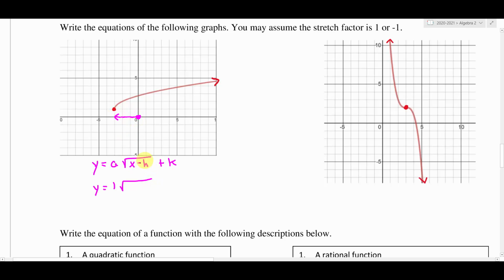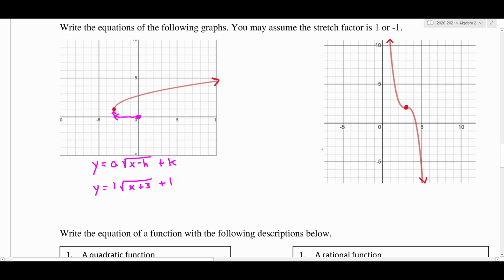So horizontally, this graph moved to the left, and it moved to the left 1, 2, 3 units. So I know h represents my horizontal movement, and to move to the left, I need a +3. So x plus 3 will go inside of the square root. I also notice that it has moved up 1. And to move up 1, I need my k value to be a plus 1. K represents the vertical shifts. And that completes my equation. I now have all three pieces. I have the stretch factor, the horizontal shift, and the vertical shift.